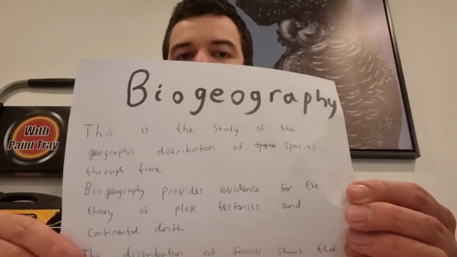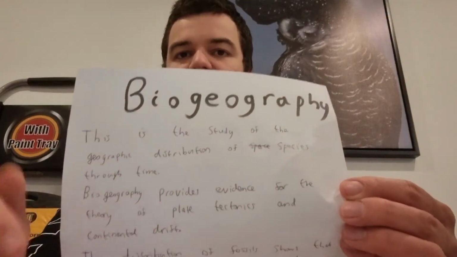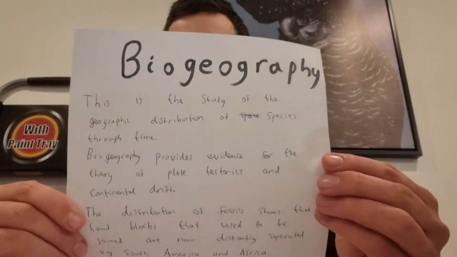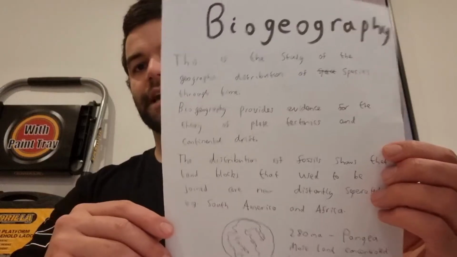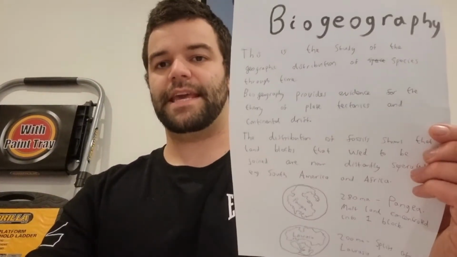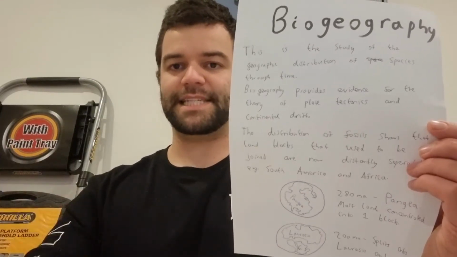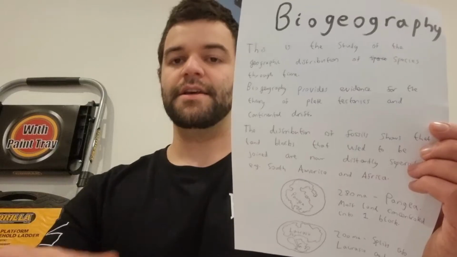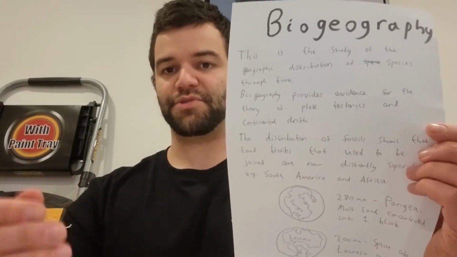So what the distribution of fossils today shows us is that land blocks that used to be joined together are now very distantly separated. So for example, the west coast of Africa and the east coast of South America have fossils of the same species. Now, these are land-based species as well. It wouldn't be possible for them to swim the distance between South America and Africa, so the only rational explanation for that is that those blocks of land used to be joined together.